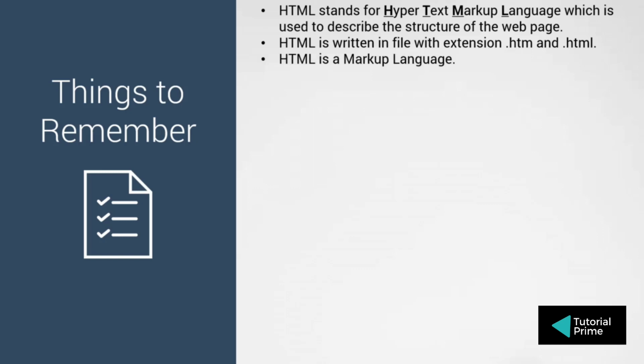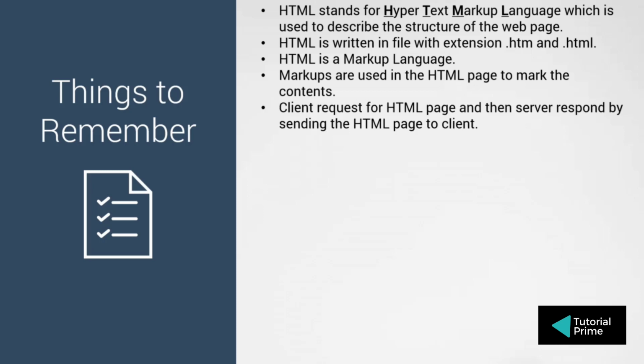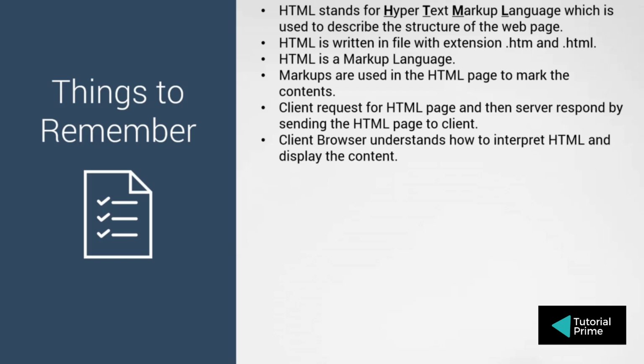HTML is basically a markup language. Markups are actually used in the HTML page to mark the content. So when we write the paragraph tag, h1 tag, you see all those markups that we have written in the HTML page. Client requests for an HTML page and then the server responds by sending that HTML page to the client. This we have seen in the example of how client server technology works. And when the client browser understands how to interpret HTML language, it actually displays that content.